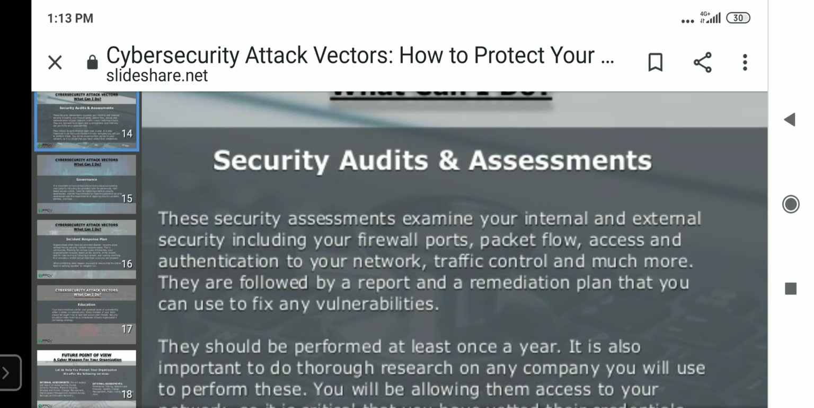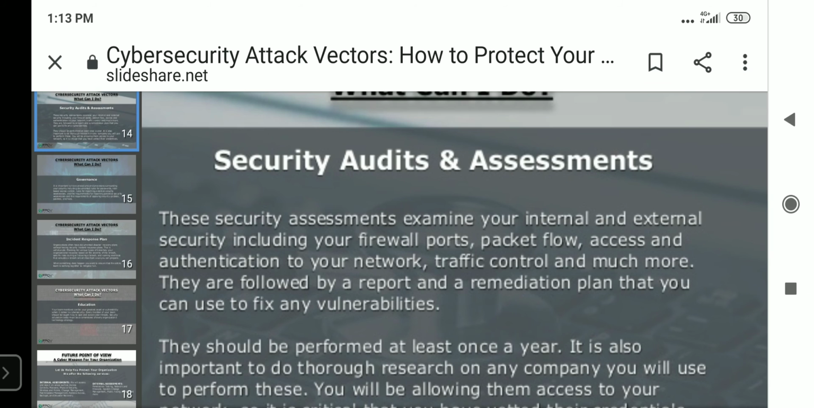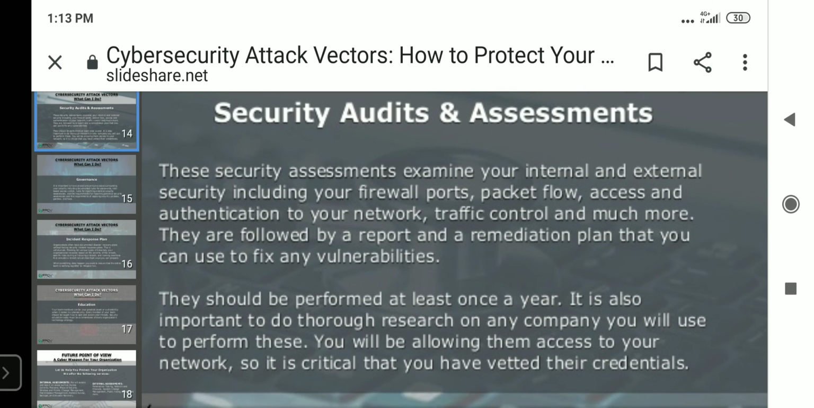In a security assessment, it may assess the internal and external security, including firewalls, packet flow, access and authentication to your network, traffic control, and much more. It should be performed at least once in a year. It is also important to do thorough research on any company you will hire to perform this, since you will be allowing them to access your network. So it is critical that you have vetted their credentials.